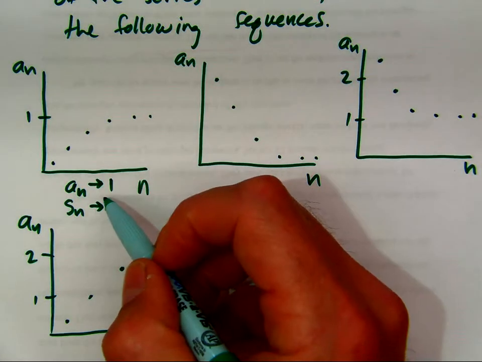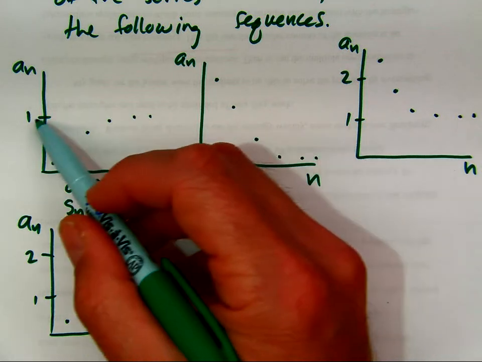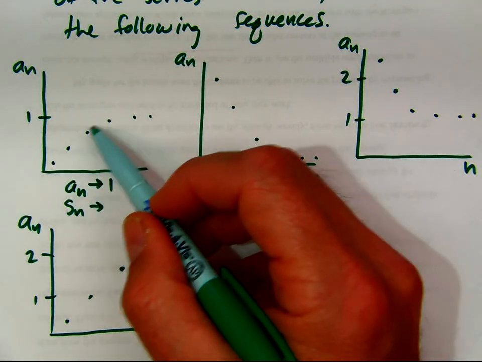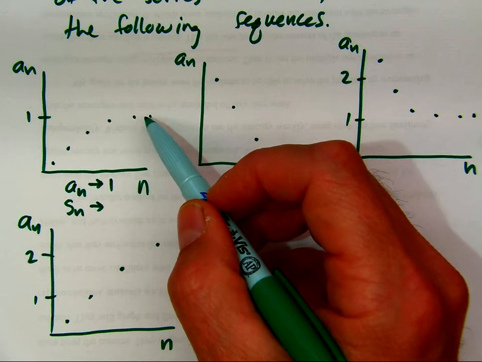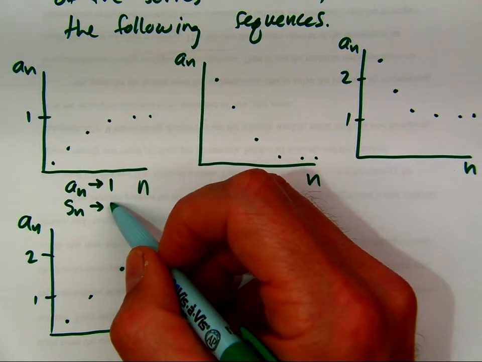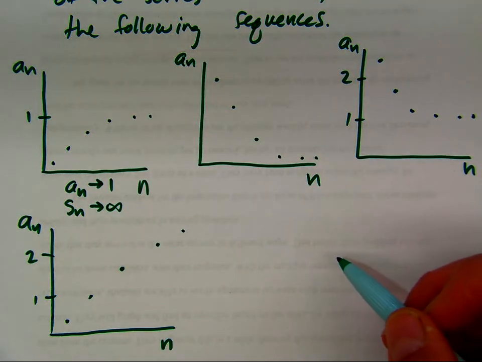So in this one, the sequence values are going to 1, but if we add all these up, eventually it's going to just be like adding 1 plus 1 plus 1 plus 1 infinitely, and that means this is going to diverge. The sum diverges.